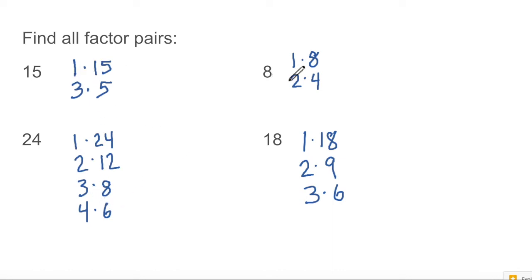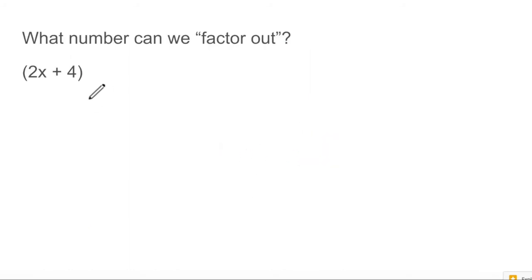All of these have also negative factor pairs that are all the same. Let's learn about factoring out. So in the first video, we saw that we can multiply or distribute a number across a binomial. And in reverse, we could divide out numbers from a binomial and put them outside of the parentheses. So that's called factoring out.